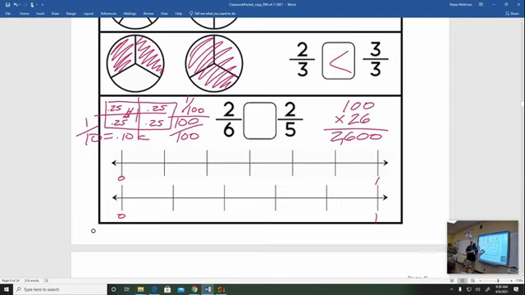Okay, guys, moving on. 2/6. Where do I put the 2/6? Brewer, where do I put 2/6 on the top line? Right here? That's right. That's 2/6. Jack, where do I put 2/5? Right here? 2/5. You're right. Now, guys, which one is greater, 2/6 or 2/5? 2/5. That's right, because it's closer to the whole, isn't it? It's not a lot closer, but it's still closer. So it is greater. Good.